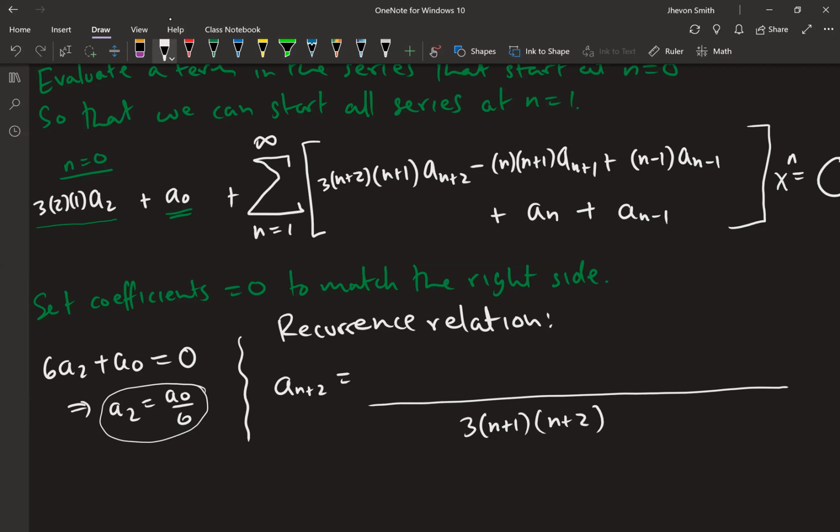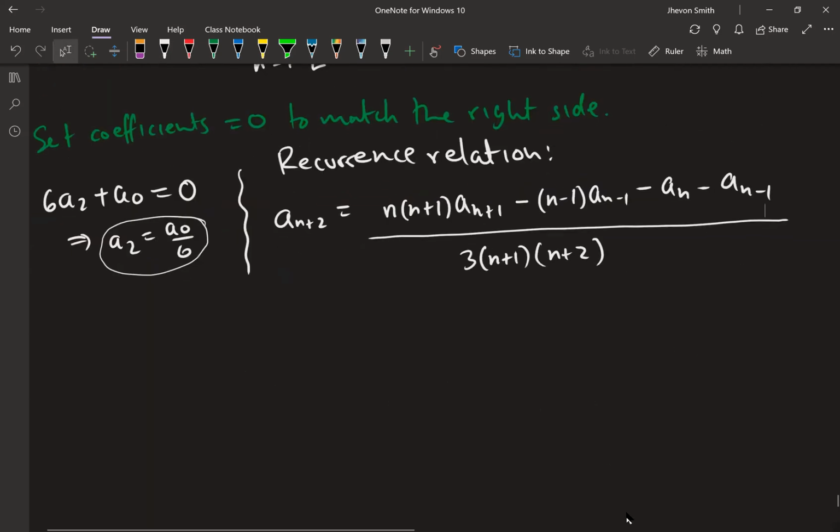So what I would get, moving this guy to the right side, he would be a plus n times (n+1) a(n+1). Then I would have a minus (n minus 1) a(n-1), minus a(n), minus a(n-1). And so I would get that by setting those guys equal to 0. So that's the recurrence relation.